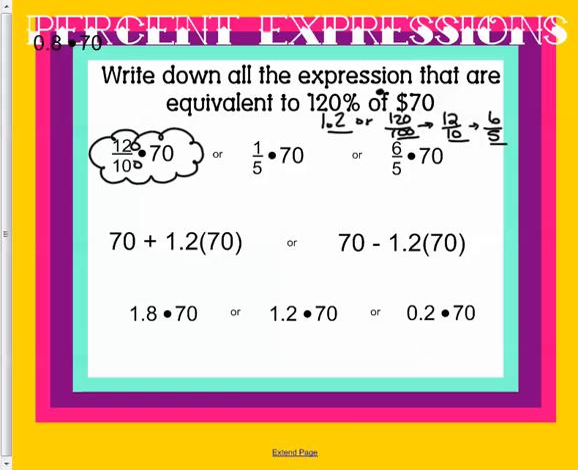So this one works. Does 1/5 work? No. Does 6/5 work? Yes, because it is 120 over 100 simplified. Okay, so all of those work because if you take 6/5 times 70, you get 84, which is our answer. 120% of $70 is 84.